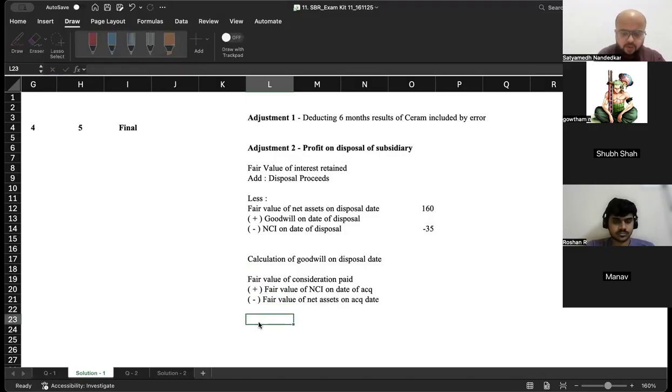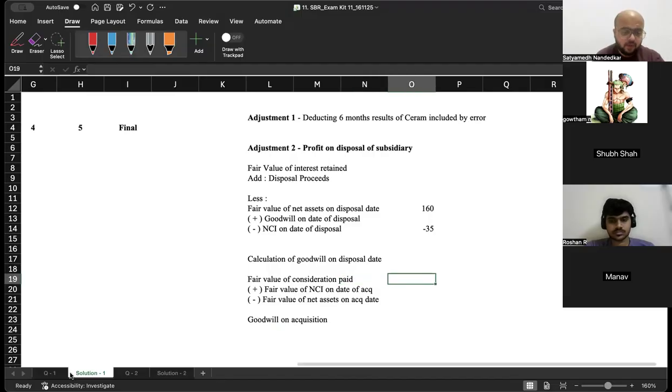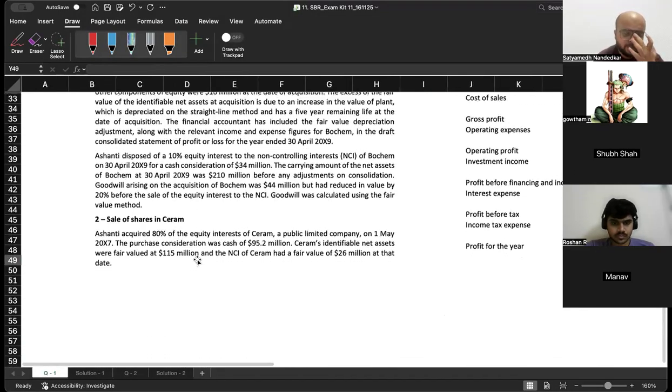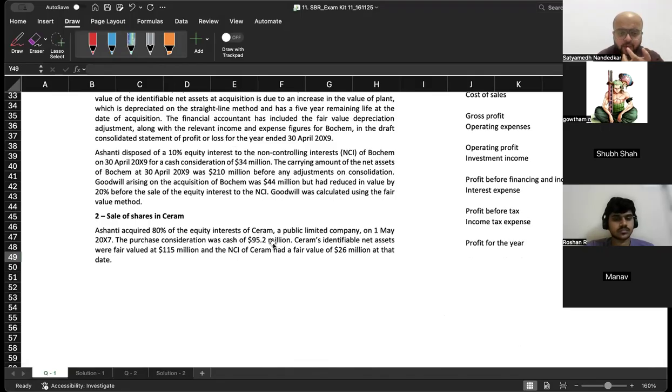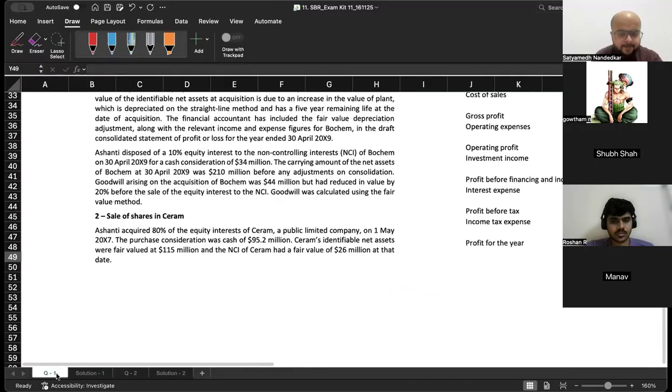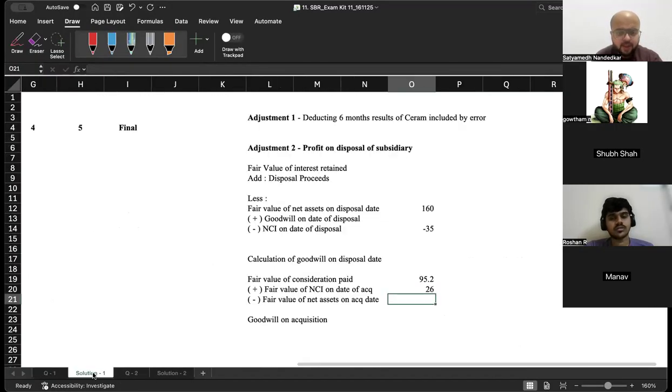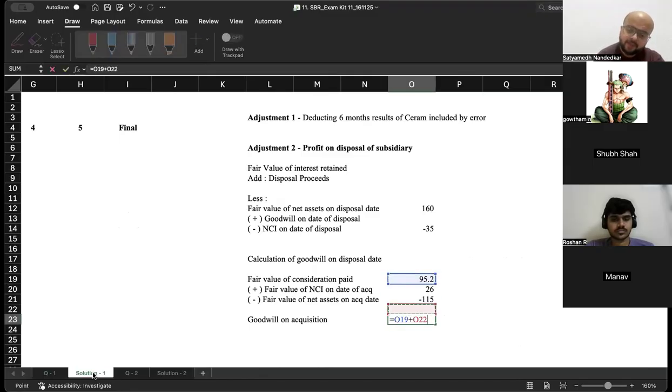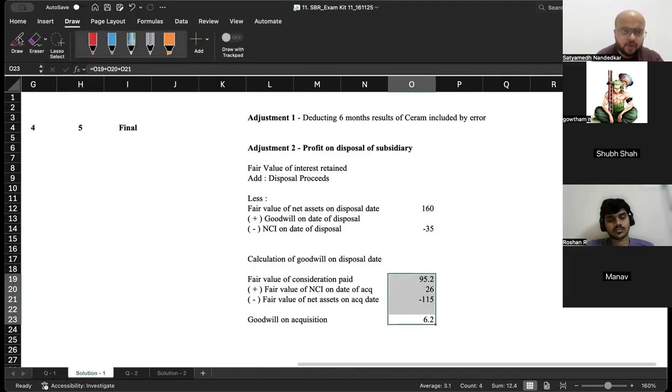You do this and you get what? You get goodwill on acquisition. What is fair value of consideration paid? It was here, 95.2. You paid 95.2. 26 is NCI. 115 million is the net assets. 6.2 is goodwill on acquisition.